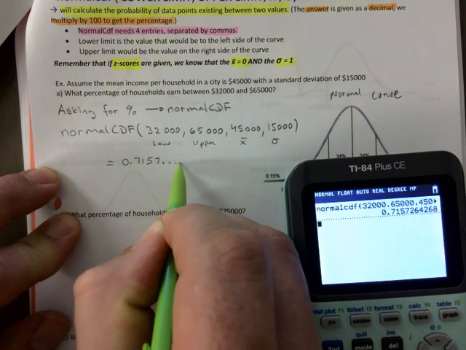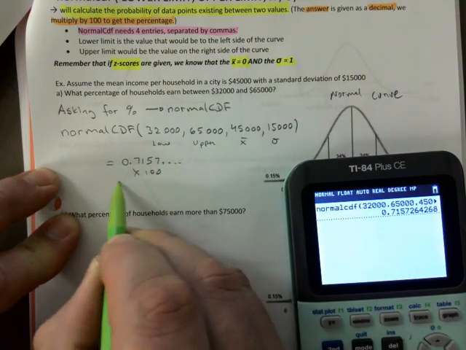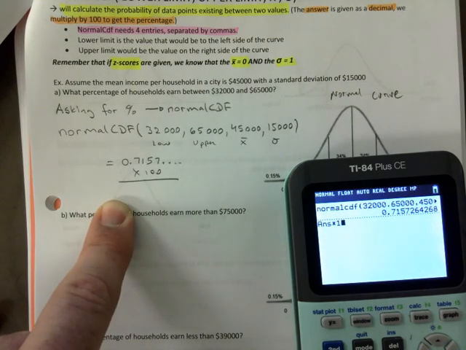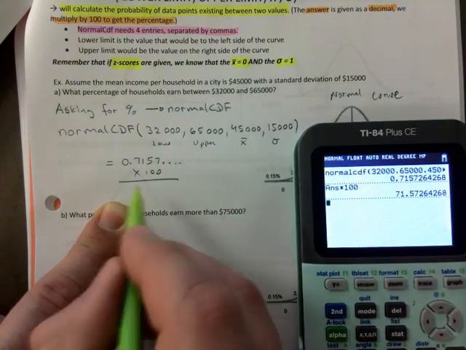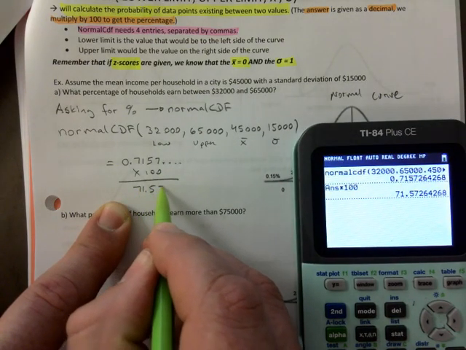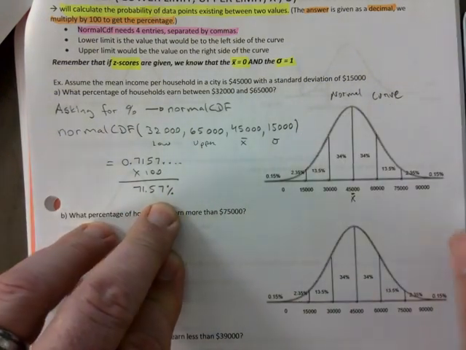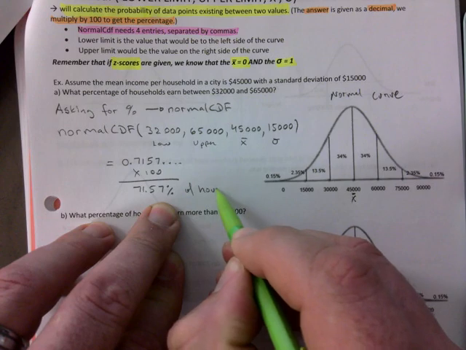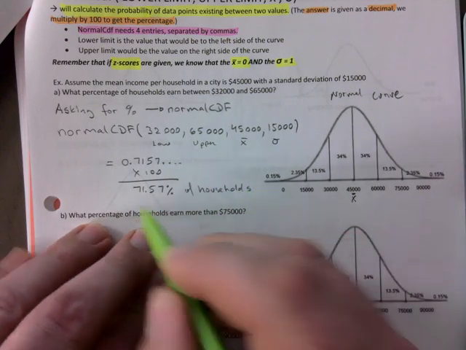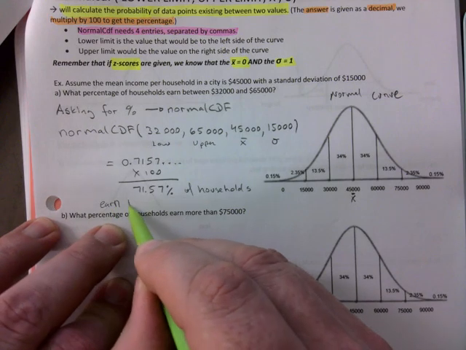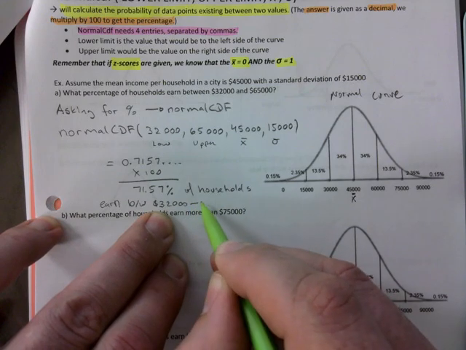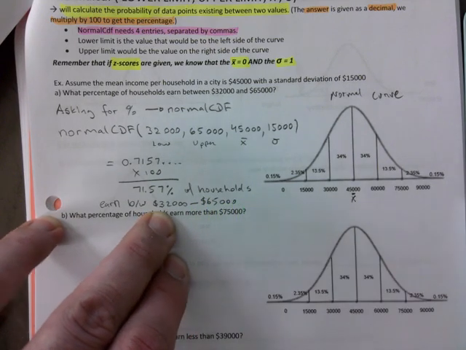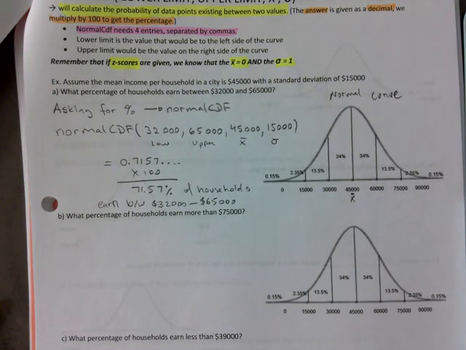0.7157 and something. If you multiply this by 100, so whatever's on your screen, you either shift the decimal 2 spaces or you just multiply it by 100, you get 71.57% of households earn between 32,000 and 65,000. That's what you've determined based on the information that you've been provided with. Okay.